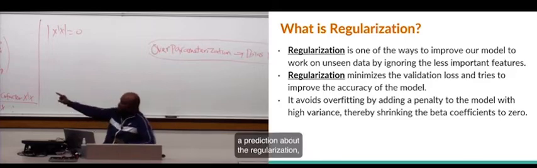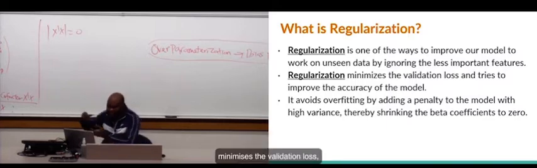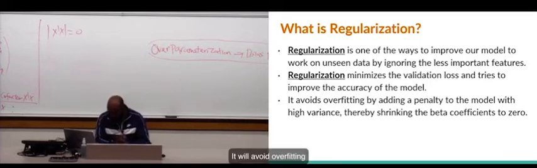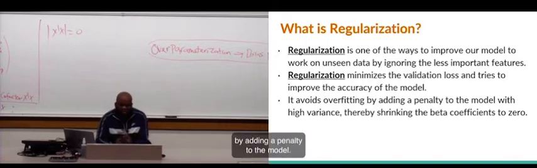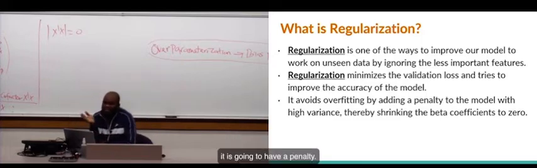And you know what? Regularization minimizes the validation loss, trying to improve the accuracy of the model. It will avoid overfitting by adding a penalty to the model with high variance, thereby shrinking it.